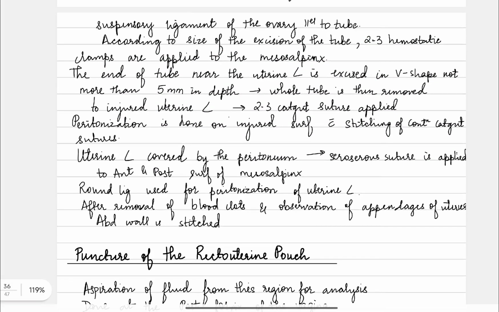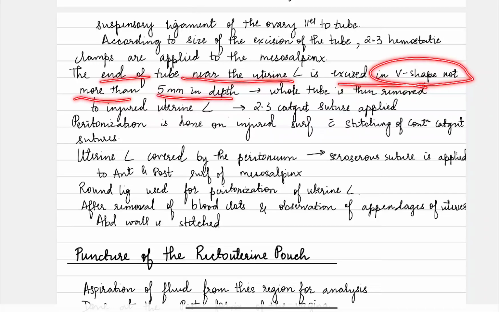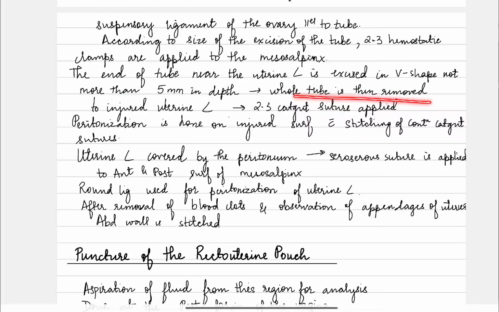End of the tube near the uterine angle is excised in the V shape, not more than 5 mm in depth. Whole tube is then removed. To injured uterine angle, 2 to 3 catgut sutures are applied. Peritonization is done on injured surface with stitching of the continued catgut suture. Uterine angle is covered by peritoneum.